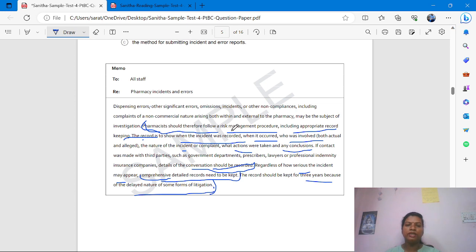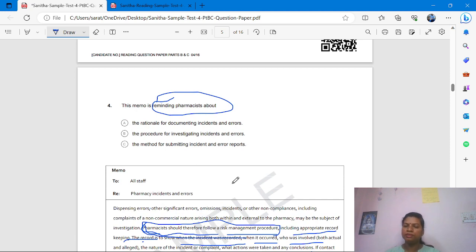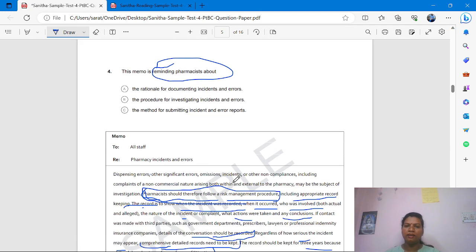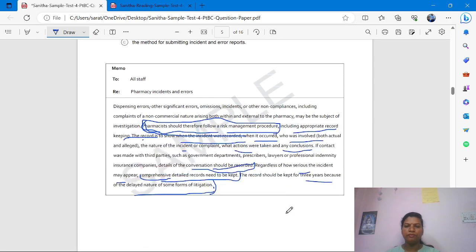Pharmacists should therefore follow risk management procedures. This option may confuse us. Sometimes we go directly to option B. But what it is saying is including appropriate record keeping. The record is to show the incident was recorded, when it occurred, who was involved, and a comprehensive record we have to keep.